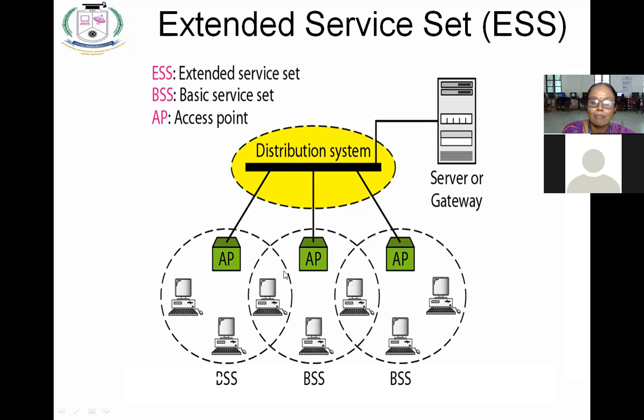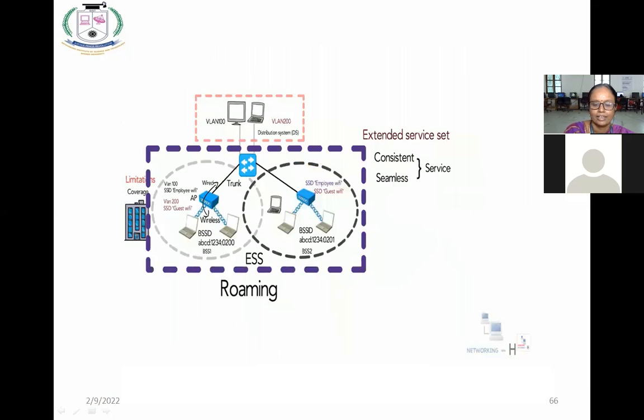ESS means we have multiple access points. That is ESS. I will take you through this diagram. This is my ESS. In BSS, the coverage is limited. But here, when I do it for a building, the coverage is also limited, but the number of access points we are using is more.